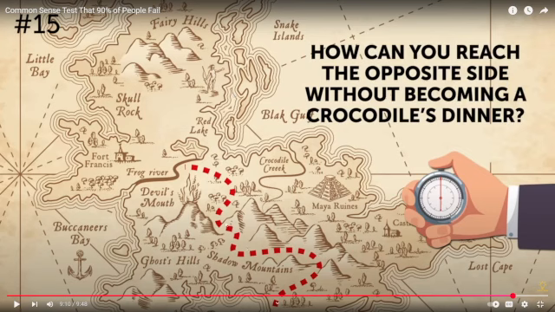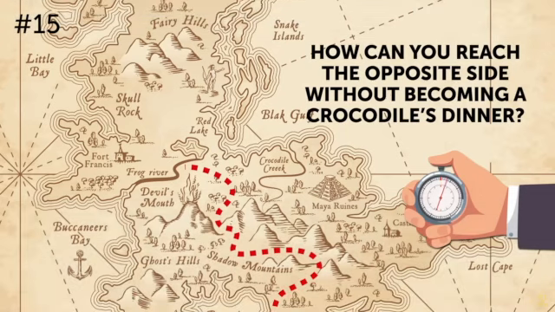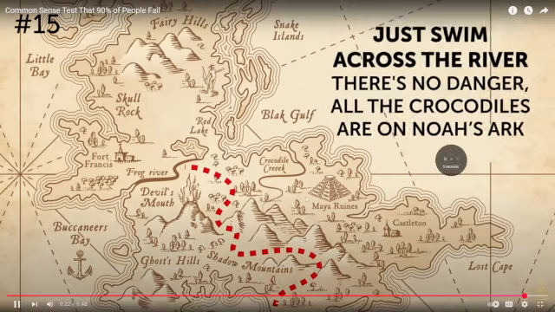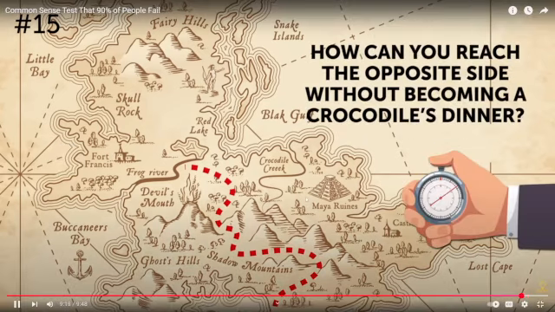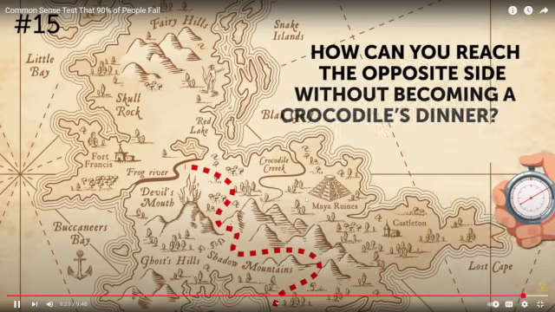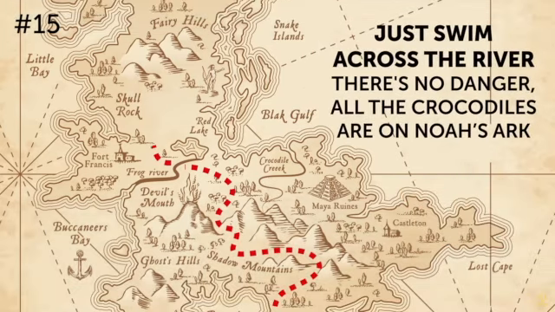But first of all, some people would say, go around it. No! All the crocodiles are at their party. Or Noah's Ark. Because the last thing is that. Just swim across the river. It's easy. Don't worry, just swim across the river. There's no danger. All the crocodiles are on Noah's Ark. What did I say? Did you figure this one out? If so, it shows you can quickly learn from your mistakes.